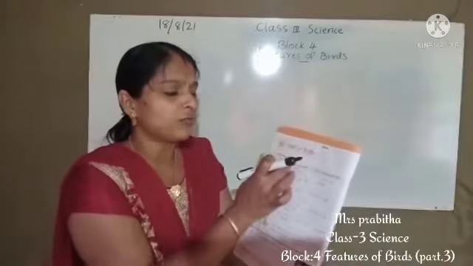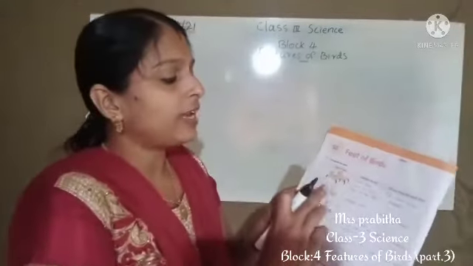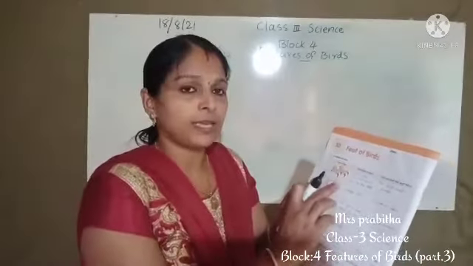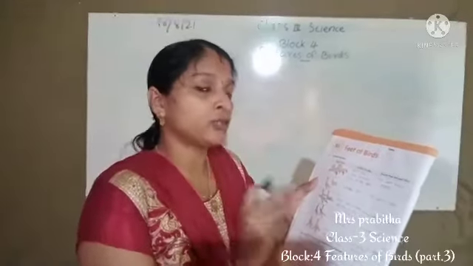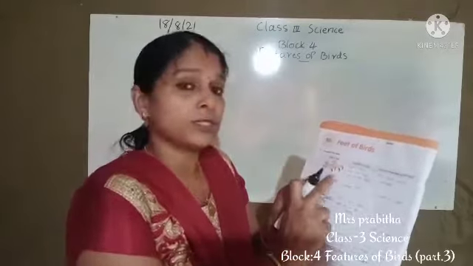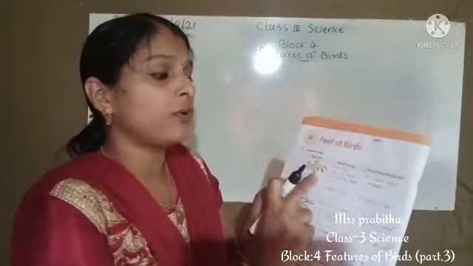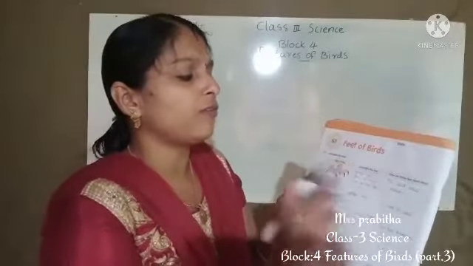So first, what we have to do is observe the feet of birds. We can find the feet of birds here. How many feet are there for birds? 2 feet are there. On the 2 feet we can see 4 toes, in each foot. Now we are going to describe the feet of this bird.